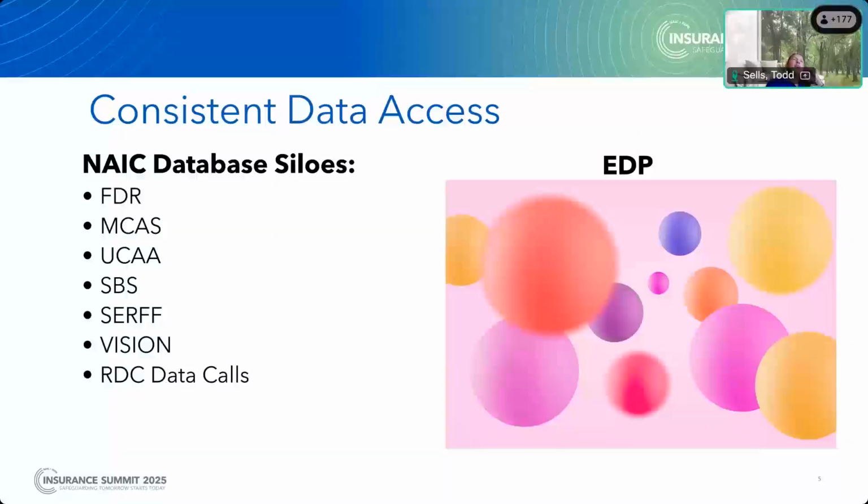You have all these separate database silos, right? Like FDR for when we collect the financial statement data, and MCAS for collecting the Market Conduct Annual Statement, and UCAA has its own stuff for the Uniform Certificate of Authority Application filings, and then SDS and SERFF and others. All these different databases exist throughout the NAIC, and they're all in different technology. There are different places you have to access them to get the data, and it's not always very easy or user-friendly to play with the different sets of data from those different silos.